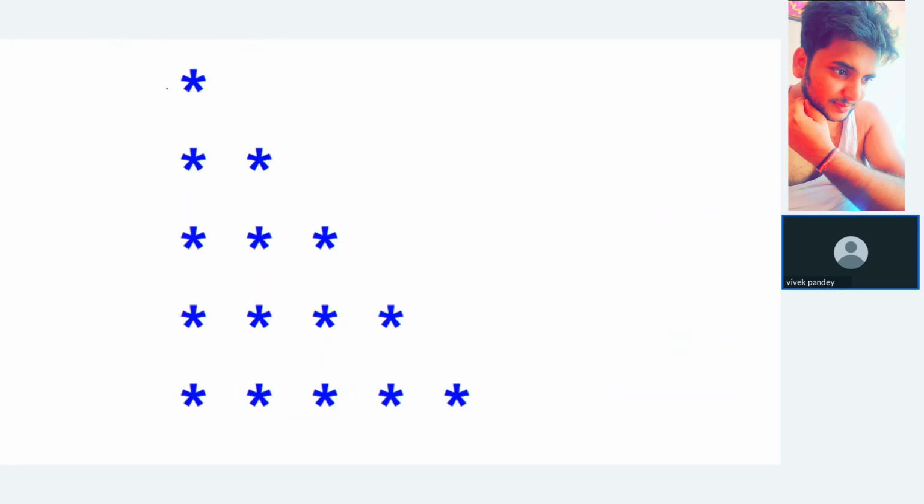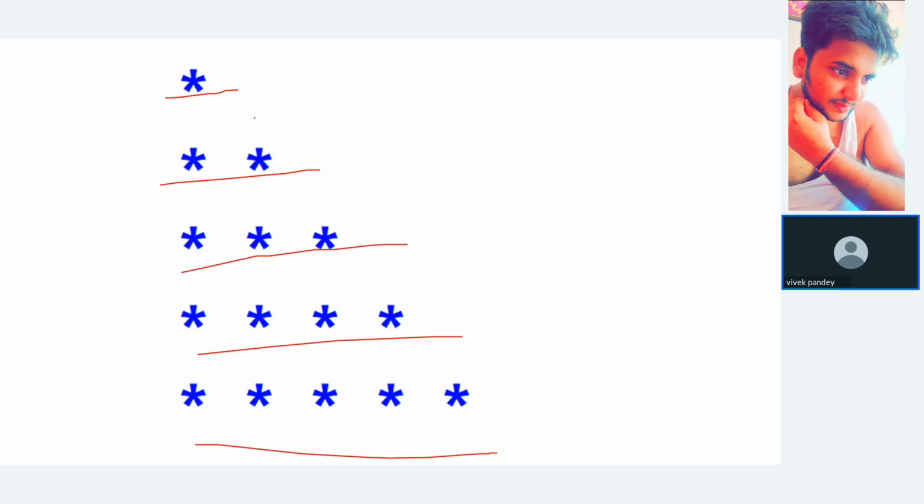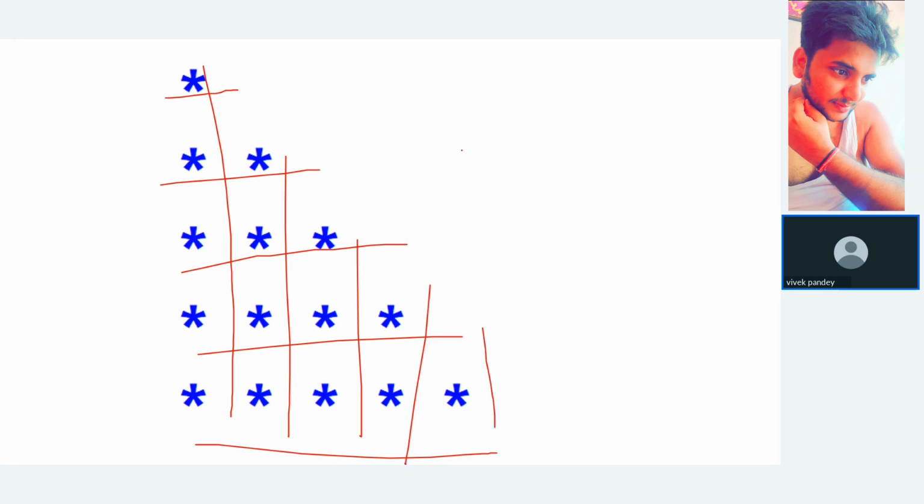So how many rows and how many columns? In order to print this, we should always say this is one row, second row, third row, fourth row, and fifth row. Fine. Rows are five, columns are one, two, three, four, five. So one thing is clear: we have five rows and five columns.